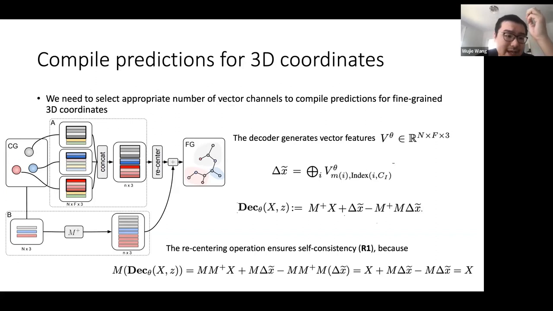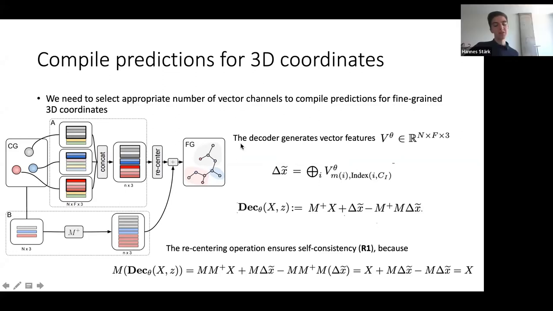It's possible to make, for example, one coarse-grained bead responsible for an arbitrary number of fine-grained beads. You can make that choice. But your F has to be large enough here. F needs to be larger than the largest cluster size. Yes, F needs to be large enough.